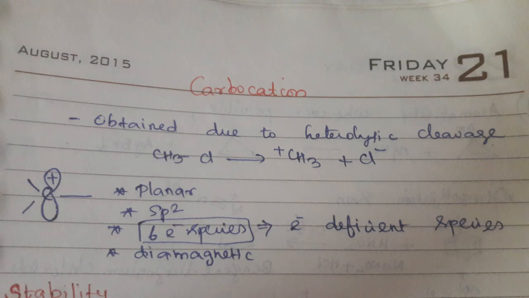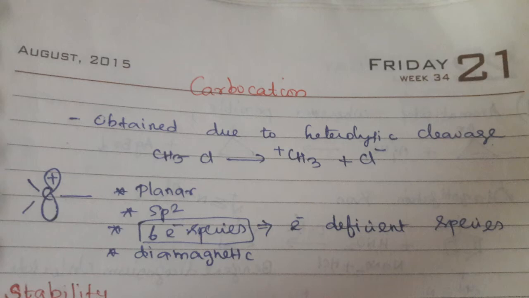Hello everyone, let us see in this video about carbocation. So carbocations are obtained due to heterolytic cleavage. We have already discussed carbocation and types of cleavages in our previous video on reaction intermediates. Please go through that and come back to this, so that it would be easy for you to follow.